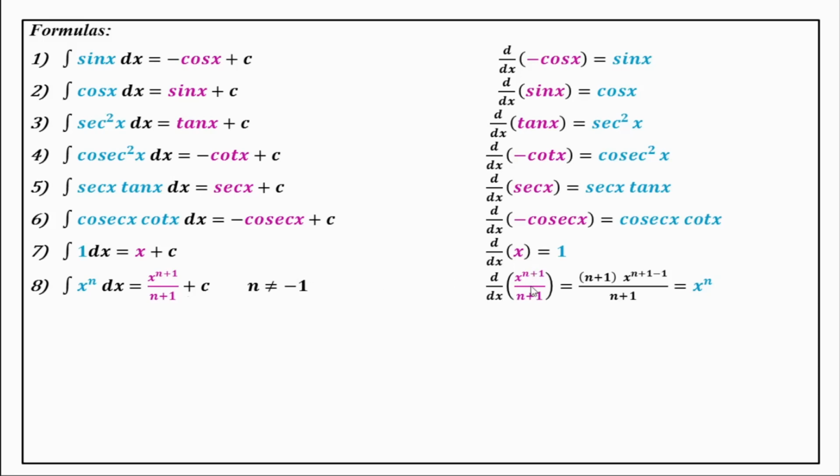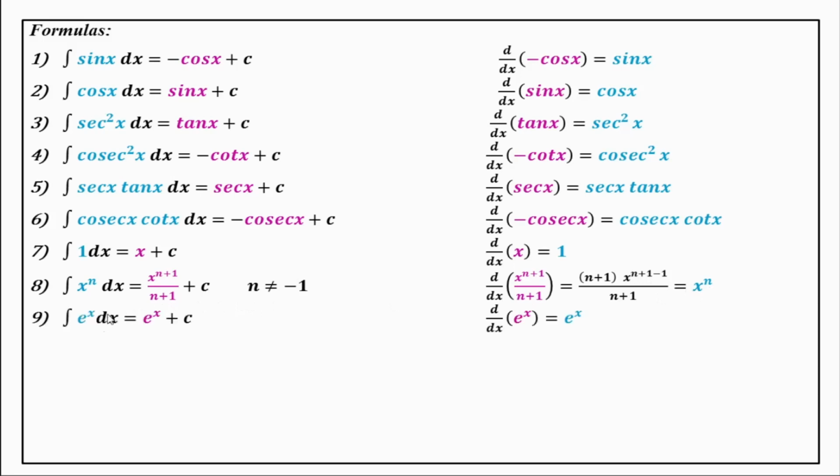Now let's see how differentiation of this gives x to power of n. So 1 by n plus 1 is constant, and differentiation of x to power of n plus 1 is n plus 1 into x to power of n plus 1 minus 1. So n plus 1 cancels and you get x to power of n. So this is the inverse process we have here.